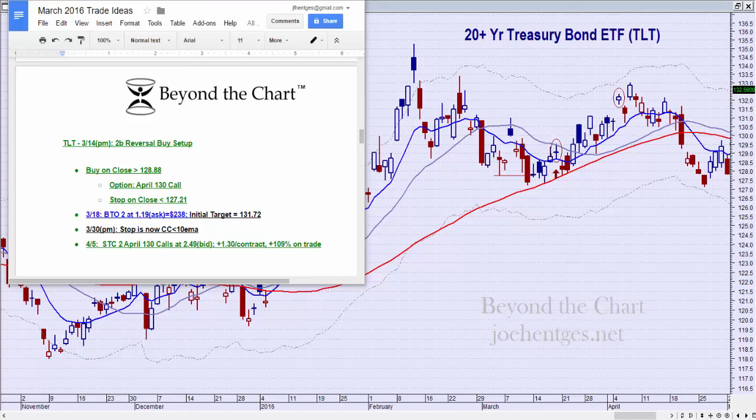Look at a trade idea on the long-term bonds ETF, TLT, and how that returned over 100% in only 11 days. So stay tuned.